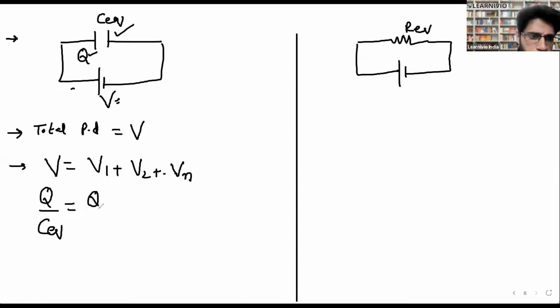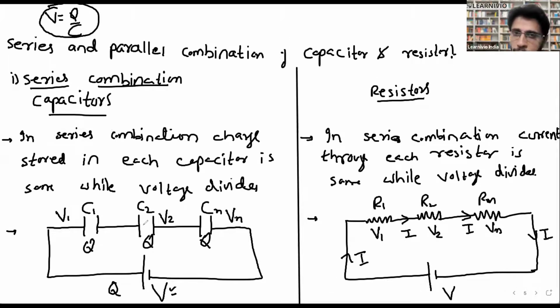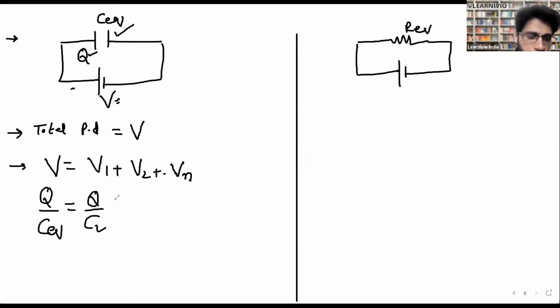Sania, what is V2 in this circuit? The charge stored in this capacitor is Q. How much is V2? Q by C2. Similarly, Vn you can write as Q by Cn. And the first one will be Q by C1, right? Yeah, C1.